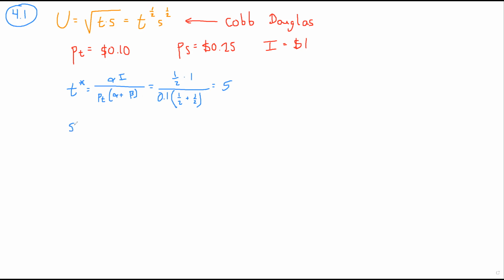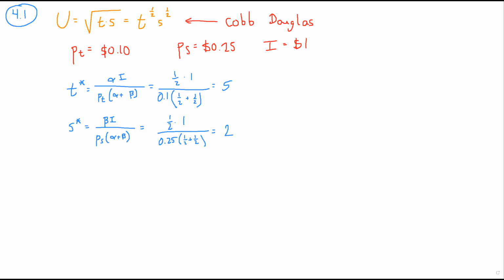Similarly, let's go ahead and find the optimal value for soda. That would be beta times I, again just using the cheat sheet here, divided by the price of Y, but in this case, not Y, but S, because those are the letters we're using here, times alpha plus beta. That would give me 1/2 times 1 divided by 0.25 times alpha plus beta, which is again 1/2 plus 1/2, for a final answer of 2.